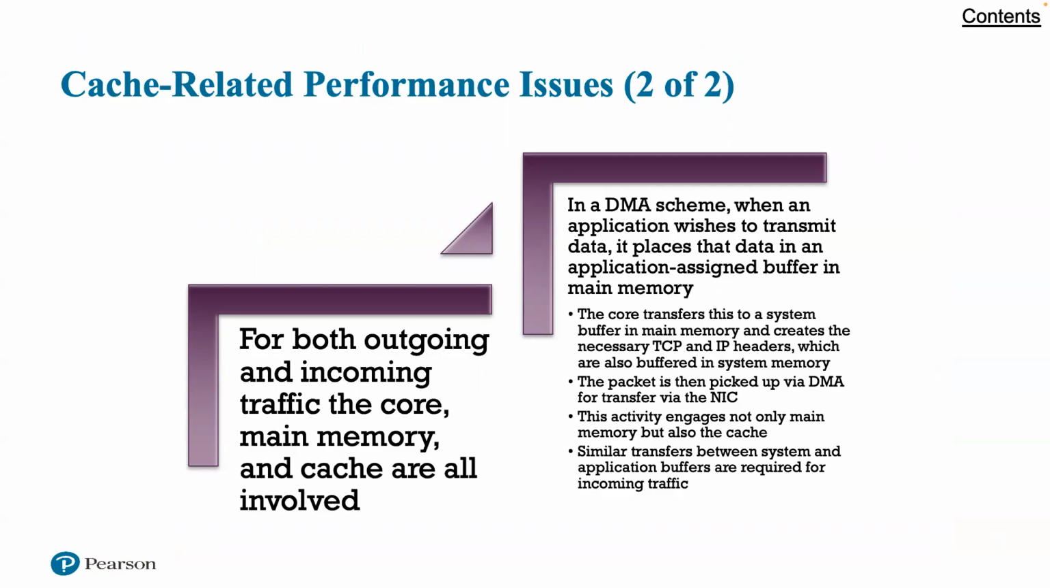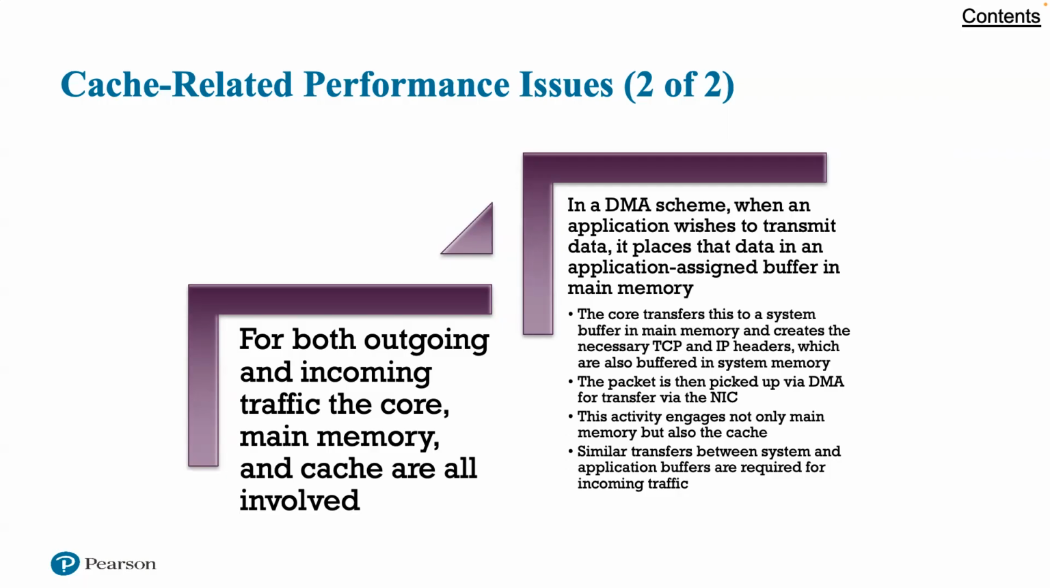In a DMA scheme, when an application wishes to transmit data, it places the data in an application assigned buffer in main memory. The core transfers this to a system buffer in main memory and creates the necessary TCP and IP headers, which are also buffered in system memory. The packet is then picked up via DMA for transfer via the NIC. This activity engages not only main memory, but also the cache. For incoming traffic, similar transfers between system and application buffers are required.